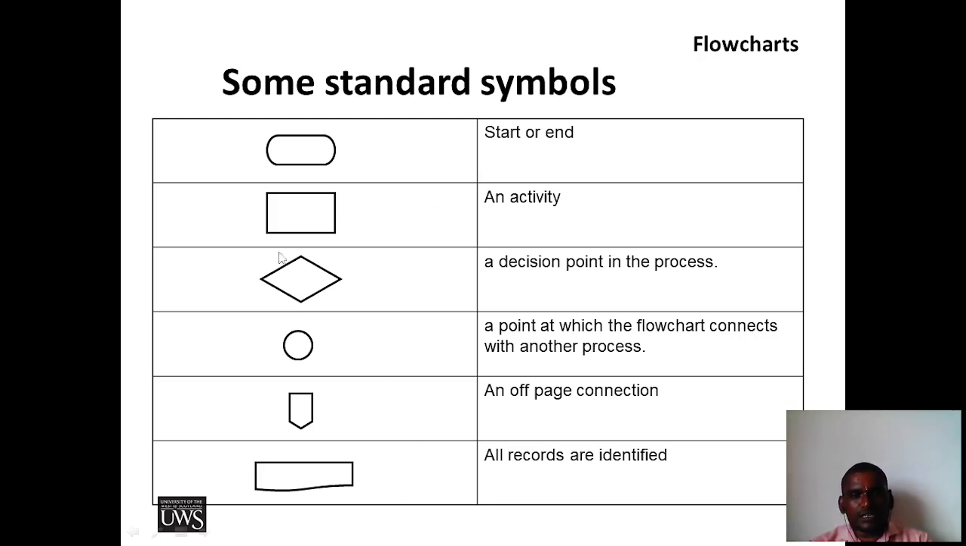These symbols we already know: this is the start and end symbol, and then this is an activity. This symbol represents the decision point. That means either yes or no. We have to take a decision, either yes or no, based on the conditions. Okay, this is a point at which the flowchart connects with another process. This symbol represents an off page connection. Okay, this symbol represents that all records are identified. Based on that, we can draw the flowchart of the product.